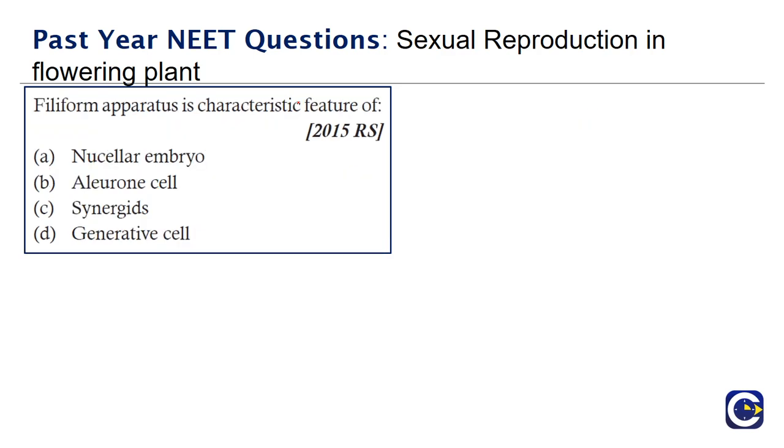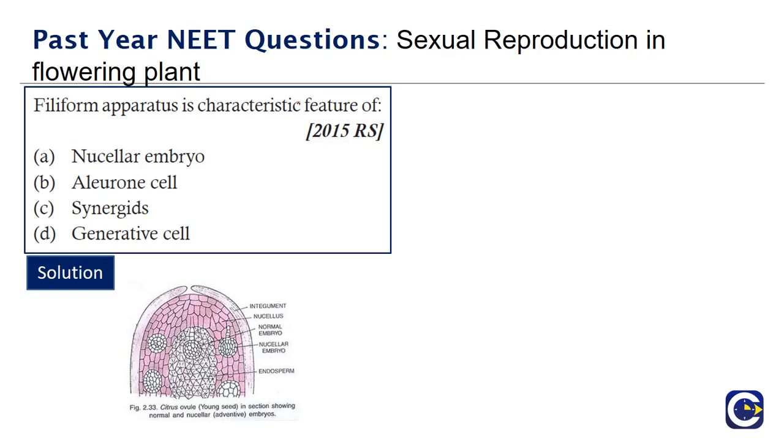Filiform apparatus is characteristic feature of nucellar embryo, aleurone cell, synergids, generative cell. So let's look at the solution. This is basically a direct question. So let me explain with pictures. Nucellar embryo: in the nucellus there is an embryo cell, and there is proliferation in case of fertilization, and so this refers to the nucellar embryo. This does not have anything to do with the filiform apparatus.